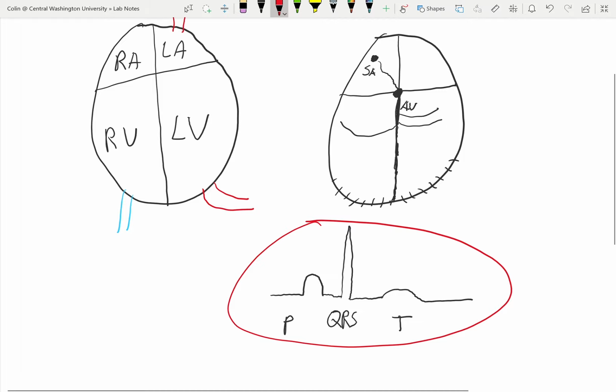So if someone's saying, oh, I got chest pain or whatever their issue is, and I print out a 12 lead and I see P, QRS, T, and it looks just like what I drew here, then the chances are that there's not something wrong with their heart today.